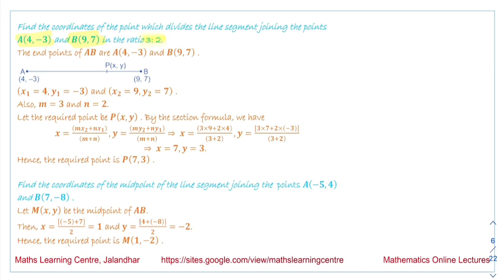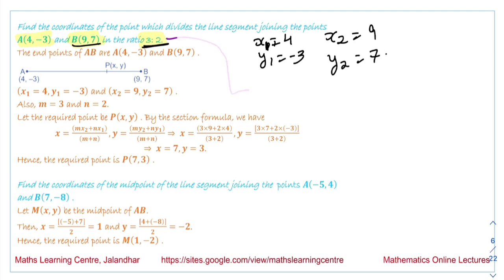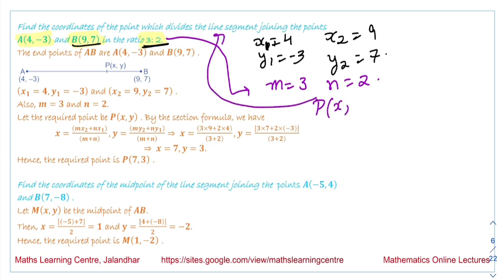This is A, this is B, and the point divides the line segment in the ratio 3 is to 2. So we are saying this point A is given. It means the value of x1 is 4 and y1 is minus 3. From the values of B we have x2 is 9 and y2 is 7. The ratio is given to be 3 is to 2. It means m is 3 and n is 2. So we have to find the coordinates of the point P, that is, which divides this line in the ratio 3 is to 2. Suppose it is x comma y.